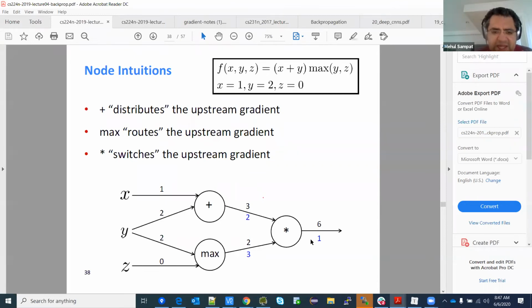I think how the distribute was clear, the max was clear. I think the switch, he means that, but maybe you guys can correct me if I'm wrong, is like you see it was 3 and 2 coming in, but when you're going back, you switch it to 2 and 3. I think that's why they use the term switcher. Does that make sense? Yeah.